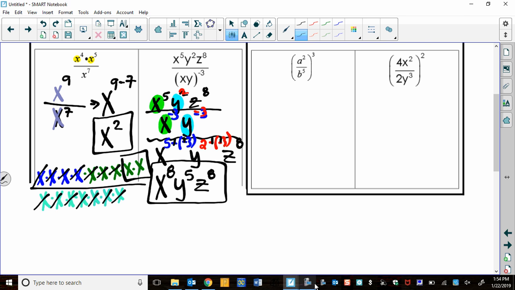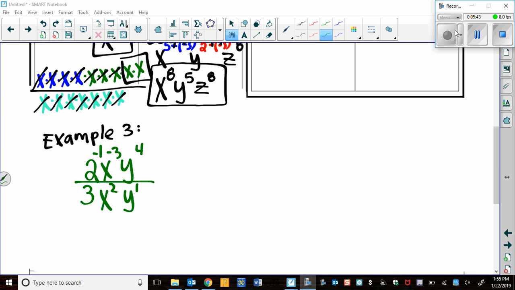Okay, so I'm going to show you guys just one more example just so that you can get a little bit more practice with this. Alright, and here's one last example that I just kind of came up with. You can write it down somewhere in your notes, or you can just watch me solve this problem. I have 2 to the negative 1 power times x to the negative 3rd times y to the 4th all over 3x squared times y to the 1st power.